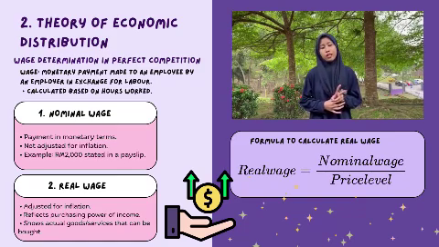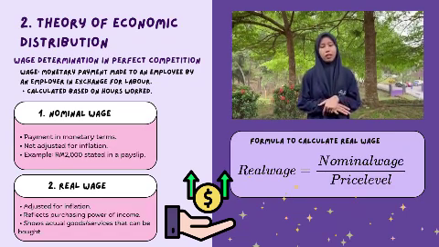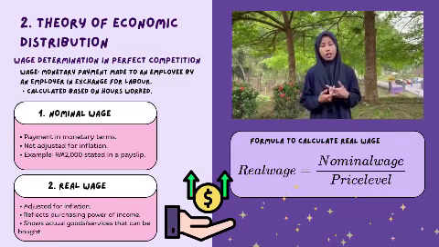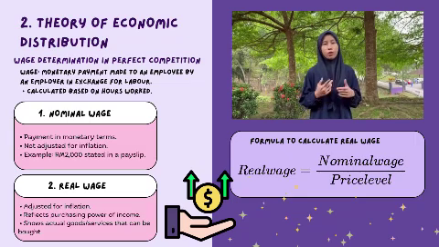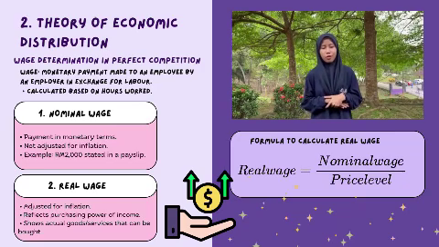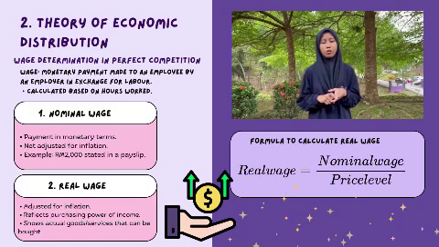The nominal wage is the wage in current money terms. It does not consider inflation. For example, if your payslip shows 2,000 ringgit, that's your nominal wage. Second is the real wage, which is adjusted for inflation. It shows the true value of your income, what you can actually buy with your wage. So even if your nominal wage stays the same, your real wage may decrease if prices go up.